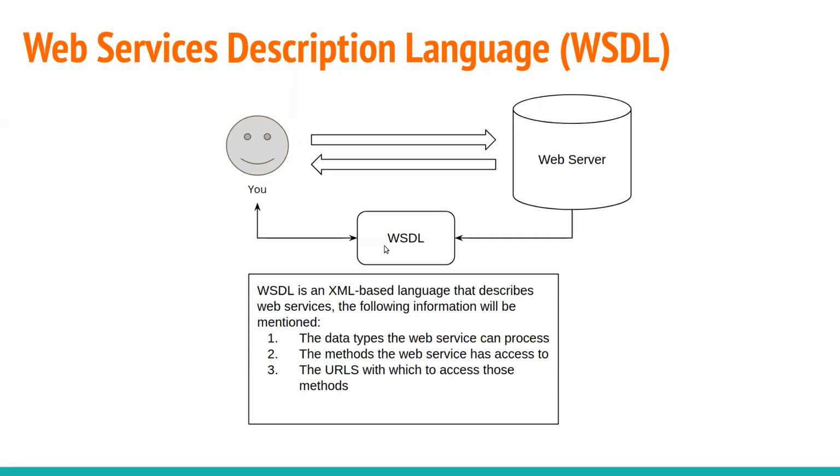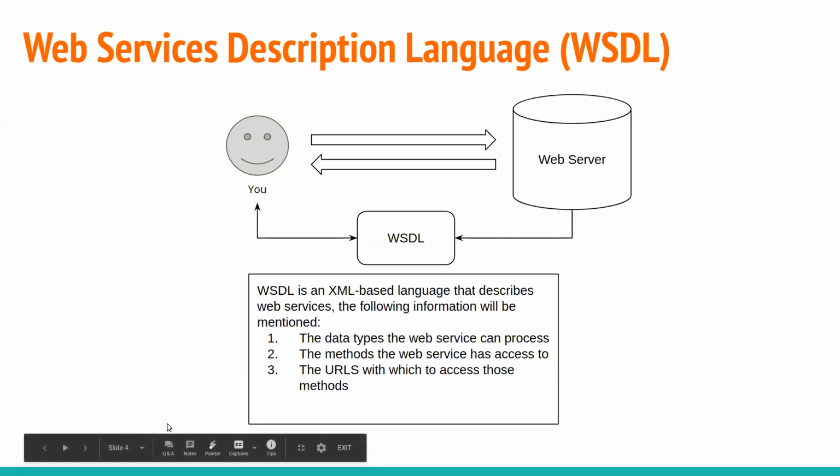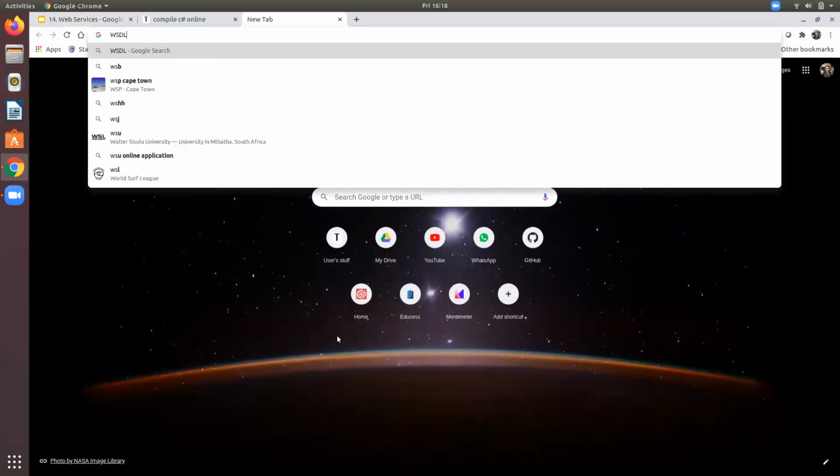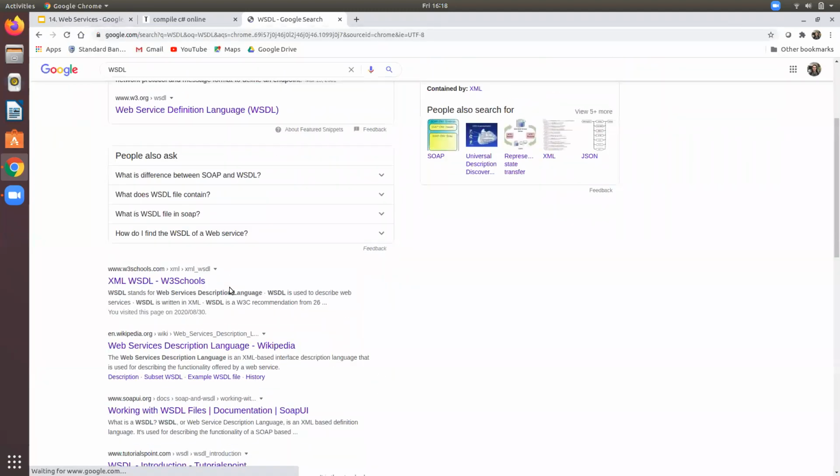That you need the WSDL, because without it, anyone accessing your web service doesn't know the structure of the web service. Like, how can you use something if you don't know what it expects, what it gives back, where to find it? So all of these things are specified in the WSDL. And you can see a lot of examples. There's automatic WSDL generators online.